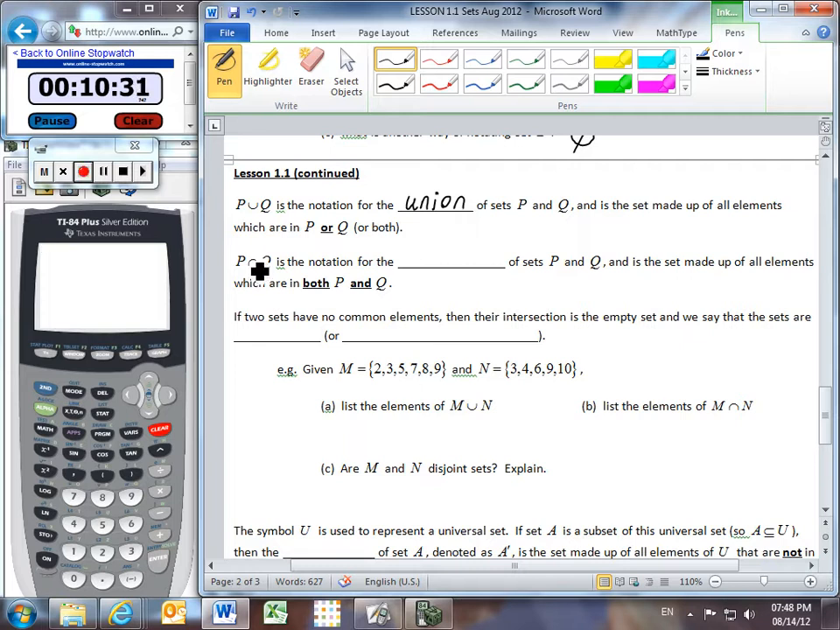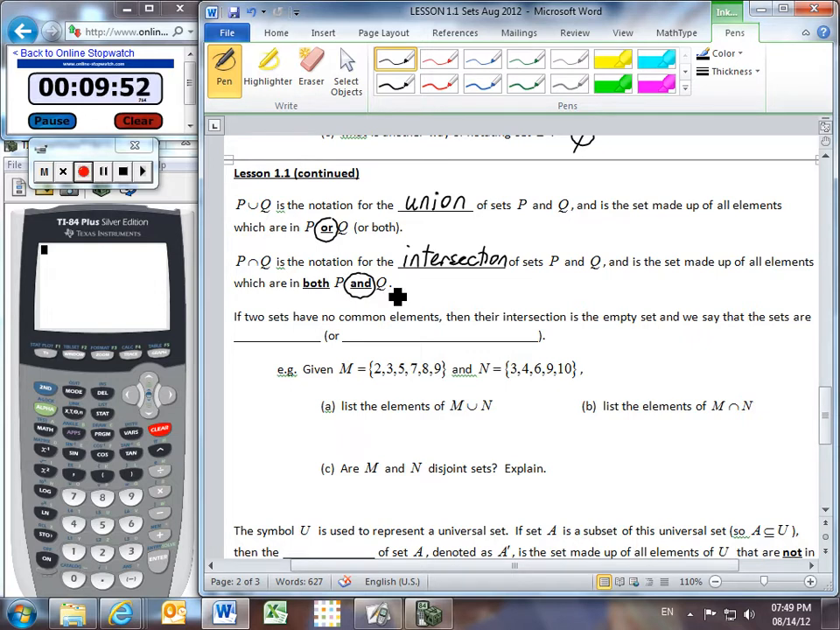Meanwhile, if I turn that U shape upside down, so it looks a bit like an N, it is the notation for the intersection of sets P and Q. And that's the set made up of all elements which are in both P and Q at the same time. And so the key word here is "or," and the key word here is "and." I always remember it where the one that looks like an N is the intersection. It means "and." There's this N in all of them.